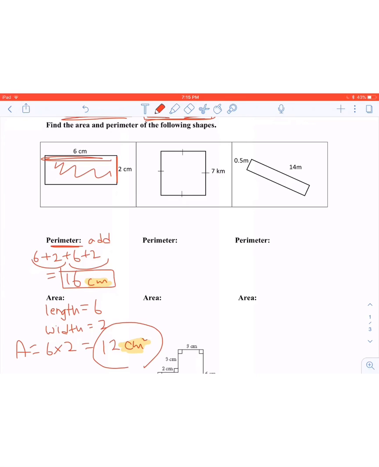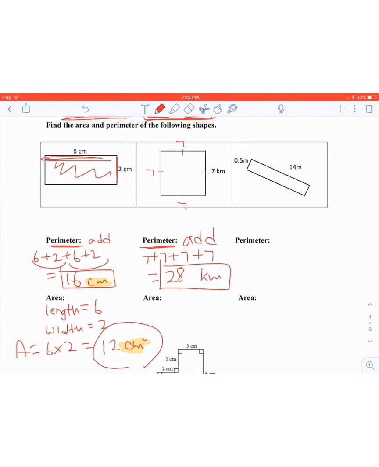Our second example, again, we're going to find the perimeter of our second rectangle. This is a special rectangle because notice how it has these lines on every side. What that means is every side is the same length. So this is a square. We're going to add all sides to find the perimeter. 7 plus 7 plus 7 plus 7 is 28 kilometers.